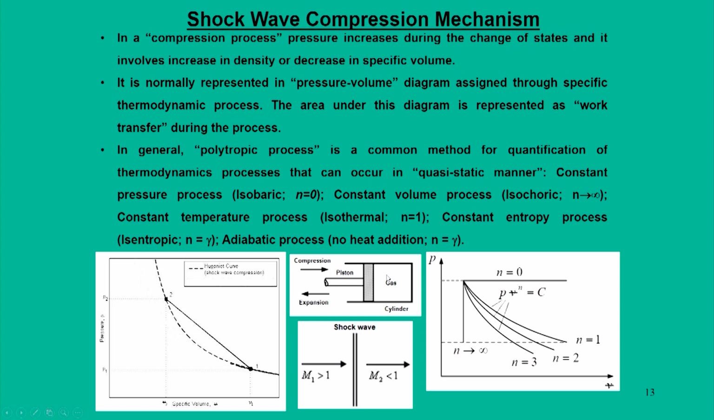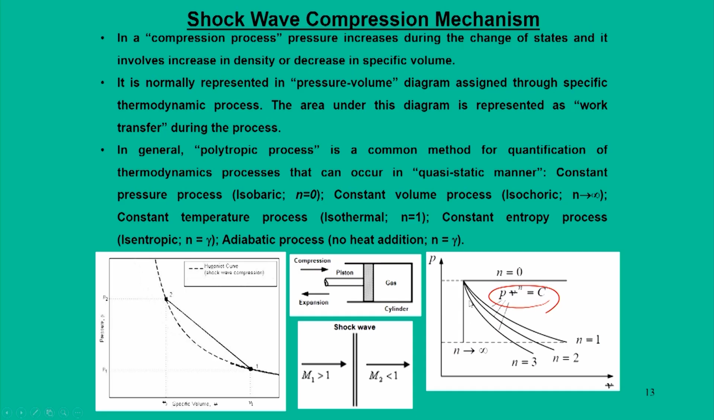Now, if you assign a thermodynamic meaning to this piston process, we represent it with the polytropic equation, P v to the power n is equal to constant. Putting n as different values, 0, infinity, 1, 2 and 3, we can devise various curves, which we can classify as constant pressure process, constant volume process, constant temperature process, constant entropy or isentropic adiabatic process. So, this is the thermodynamic view of a compression process.